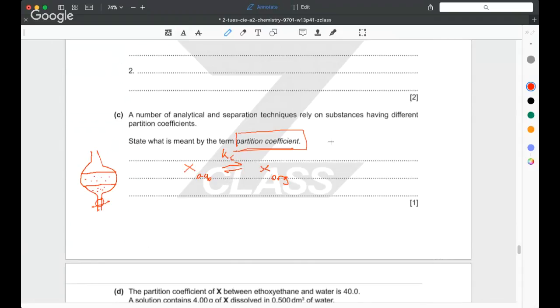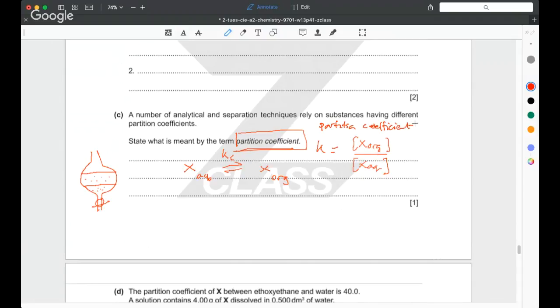And so the equilibrium constant for this little equilibrium here is the concentration of X in the organic phase divided by the concentration of X in the aqueous phase. And when you set up an example like that, that equilibrium constant has just changed its name, it's called the partition coefficient. But all it is, it's a special case of an equilibrium constant.